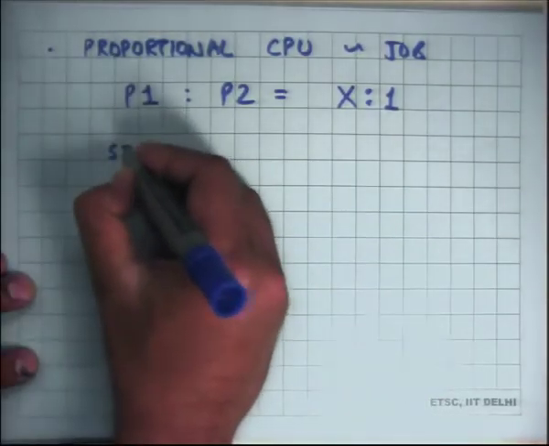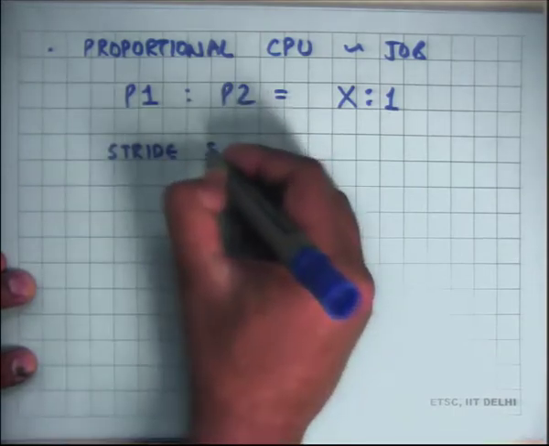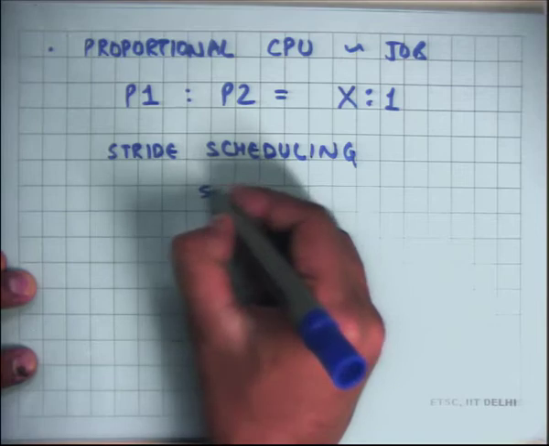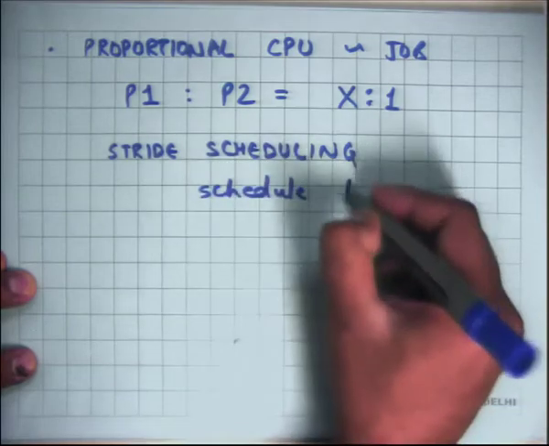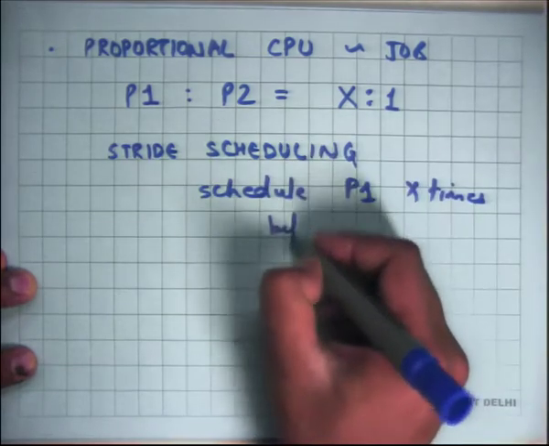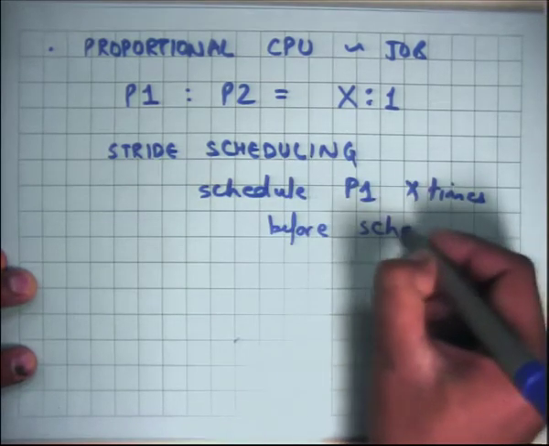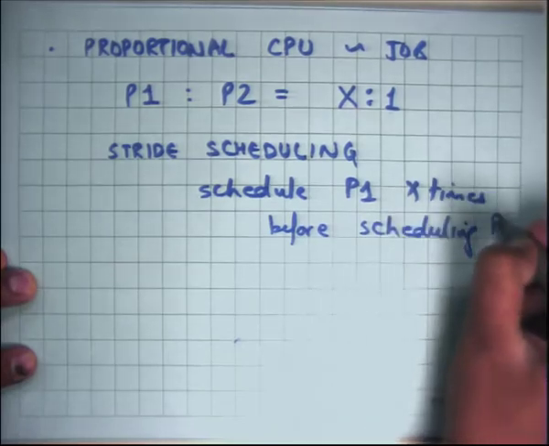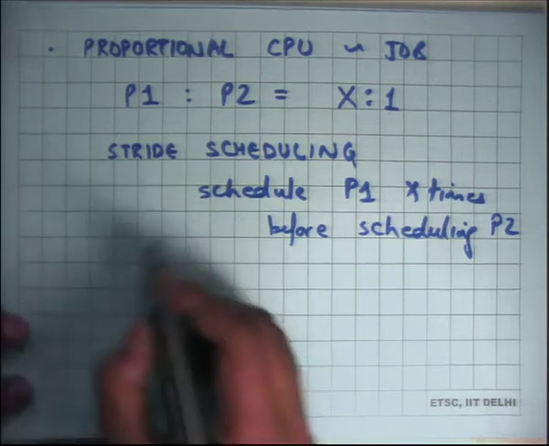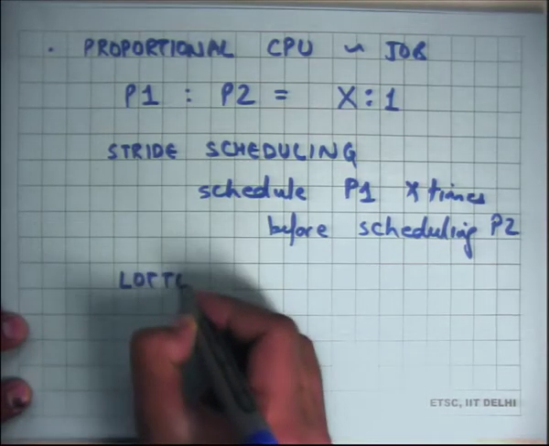How will you do that? Well, one way to do that is what's called stride scheduling, where you schedule P1 x times before scheduling P2, right? So that's just a straightforward extension to round robin. You just add some proportionality to it, and you basically say I'm going to schedule this x times before I actually schedule P2. The other way to do that is what's called lottery scheduling.